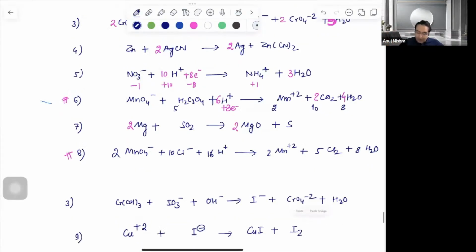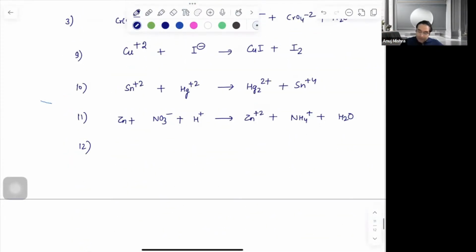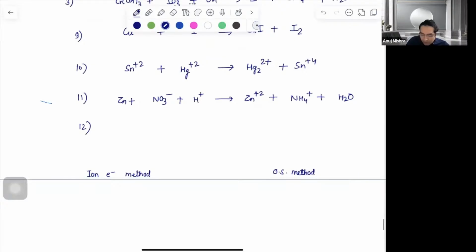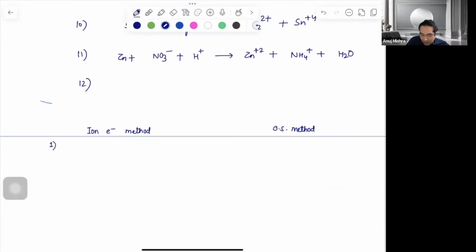Now, what is the meaning of it? See, when you say ion electron method, this method runs on a principle that you figure out both the half reactions.